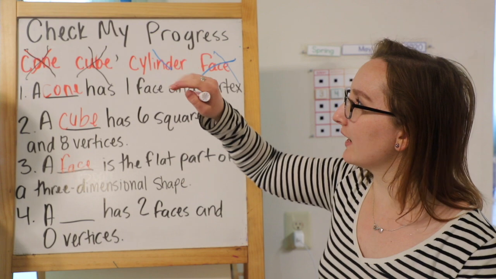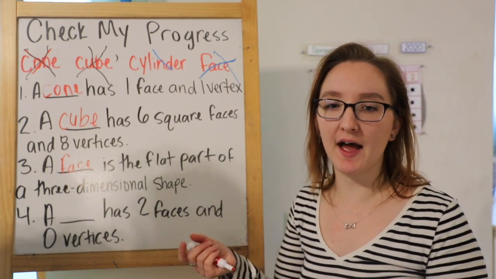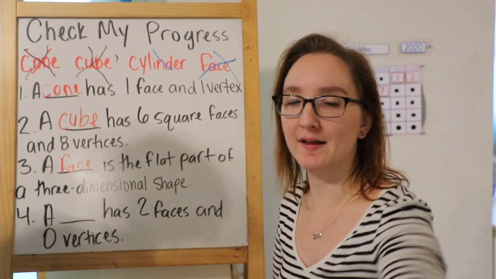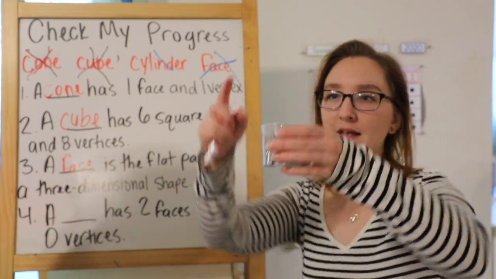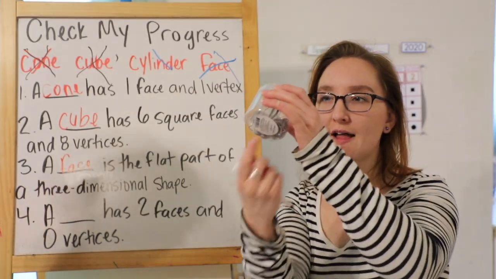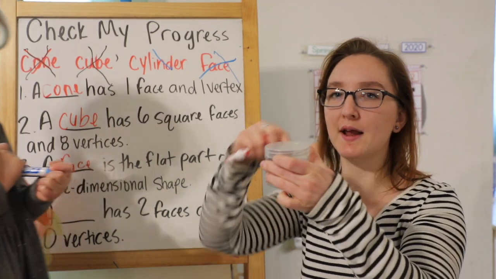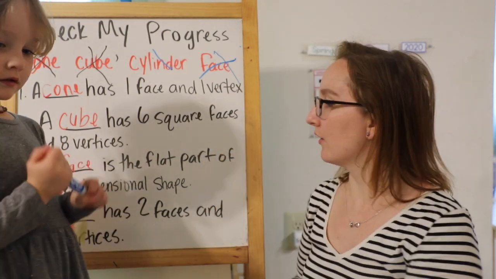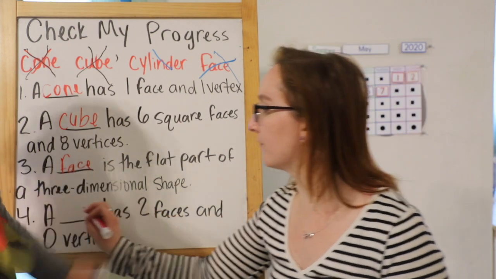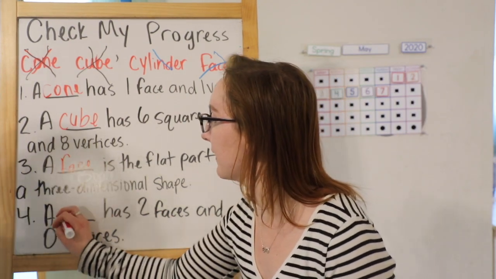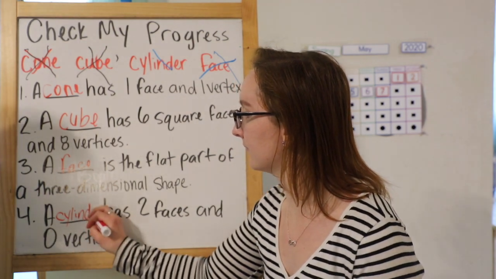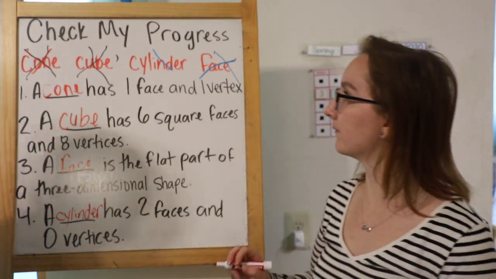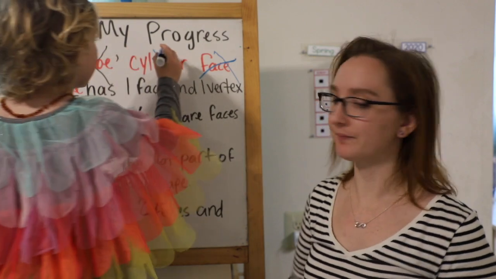Now my last one says a blank has 2 faces and 0 vertices. Now I only have one answer left, but let's think about that. My cylinder was something kind of like this. It was round all on the sides, and it has 2 flat faces, but no points, so no vertices. So that has 2 faces and 0 vertices. So I'm going to write cylinder in my last blank. You can X that out now.